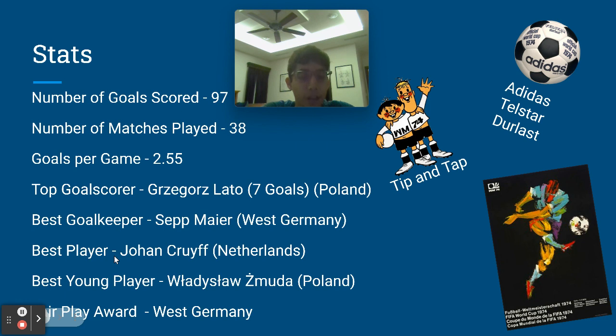Johan Cruyff from the Netherlands was the best player. Władysław Żmuda from Poland was the best young player. And West Germany won the Fair Play Award.